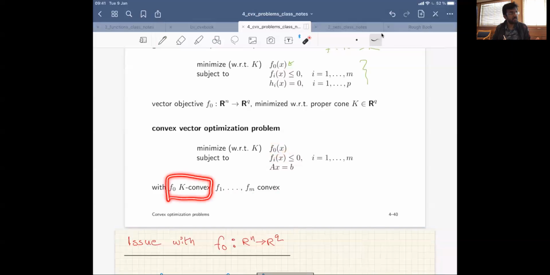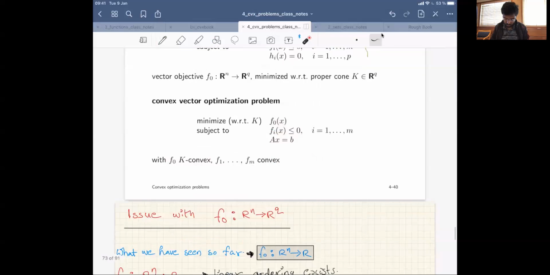So you can say that f0 is K-convex. You are defining the convexity using a generalized inequality on a proper cone K. We already saw what K-convexity is. It's just the definition of convexity. Jensen's inequality will be very similar. The only thing is that instead of the normal inequality, you use a generalized inequality, which is associated with a cone K. In that case you say the function is convex, but since you are comparing vectors, I can do that only with the help of a cone. So I say that it is K-convex. If you have everything convex, then the problem is a convex vector valued optimization problem.